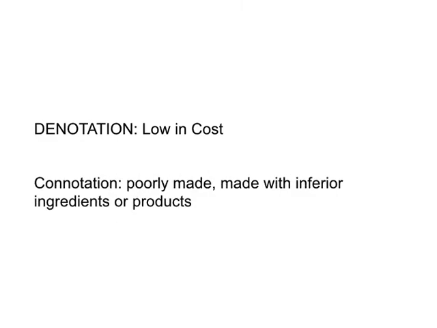Let me give you an example. As a denotation, if you read the words low in cost, that is just low in cost, simple as that. But when you start imagining what low in cost means, it can mean a poorly made thing, made with inferior ingredients or products, something inferior in nature. So your connotation can be that if a thing is cheaper, it may not be of very good quality. So that is what your denotation and connotation can be about.